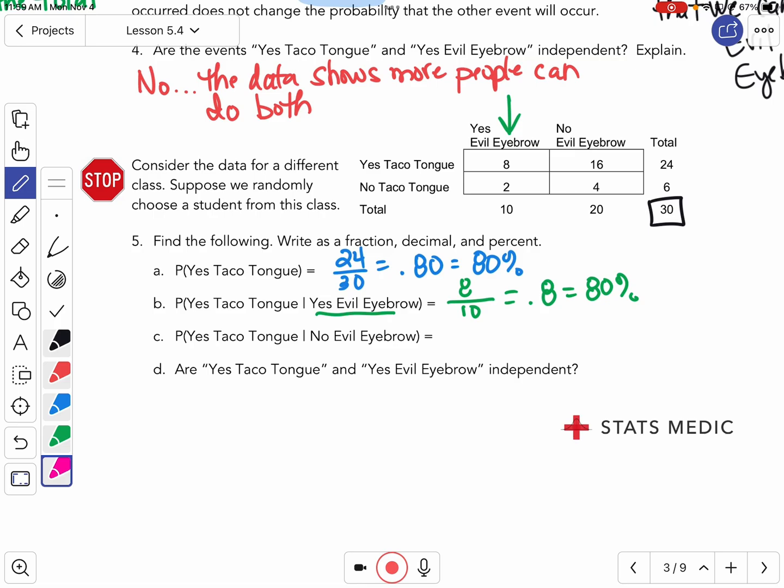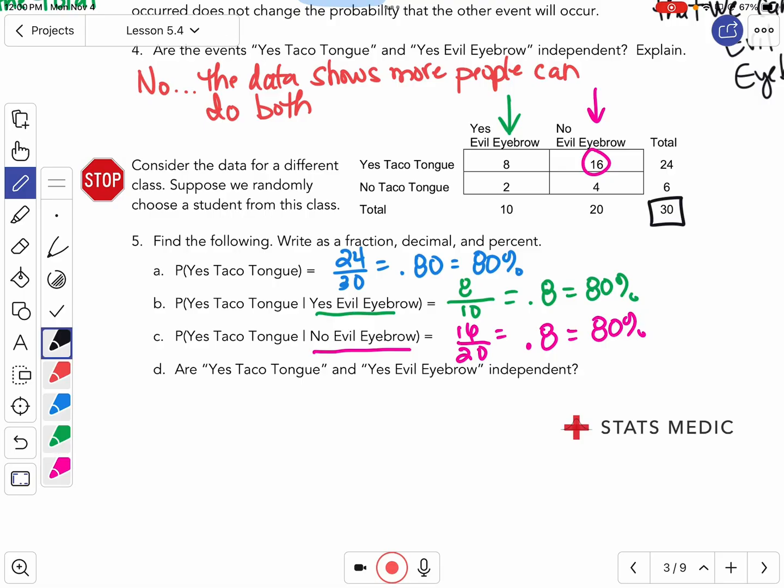All right, let's go the opposite direction. What about the next one? It's got the bar, so it's going to change my denominator. How many total people can't do the evil eyebrow? 20. Out of that column, how many are yes to the taco tongue? 16. Okay, which is 0.8 again. 80%. So it says, do we think this time that yes to taco tongue and yes to evil eyebrow are independent for this class?